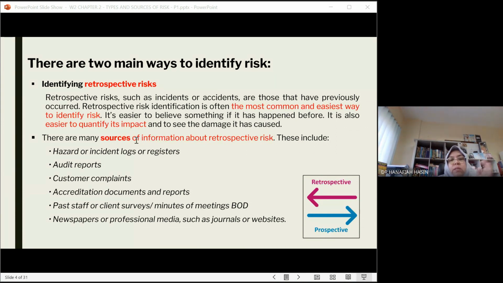Okay, another one is the prospective risk. What is prospective risk? Here, you need to remember that the prospective risk may be harder for you to identify compared to the existing risk. This is because these prospective risks are those that have not occurred yet. It has not happened yet, but may happen in the future.